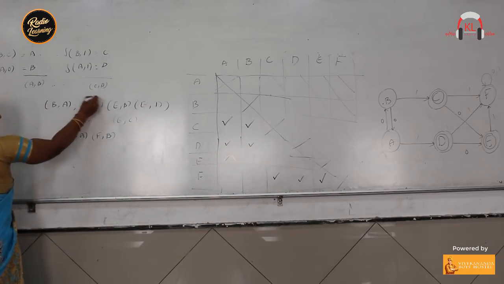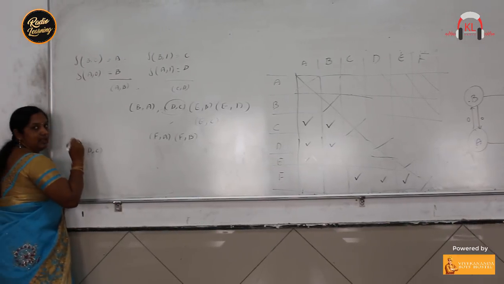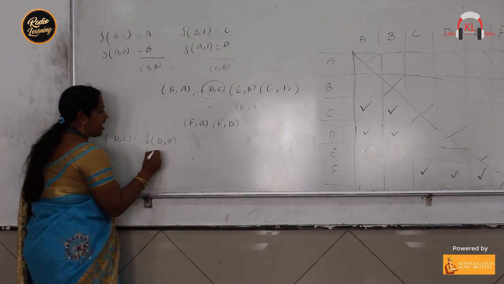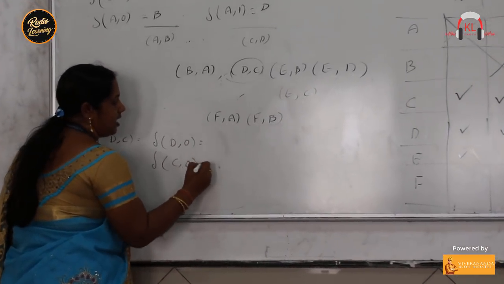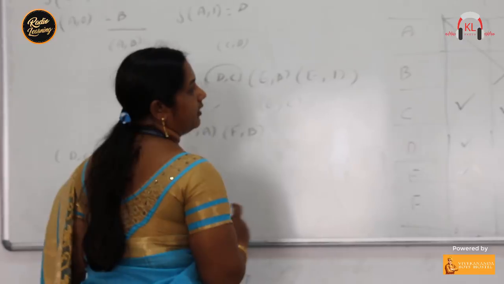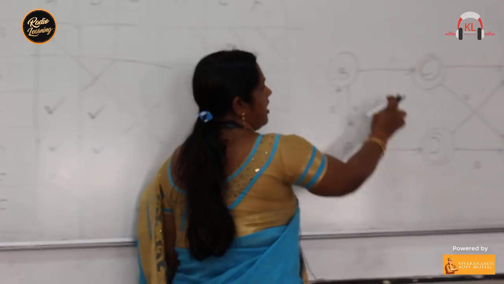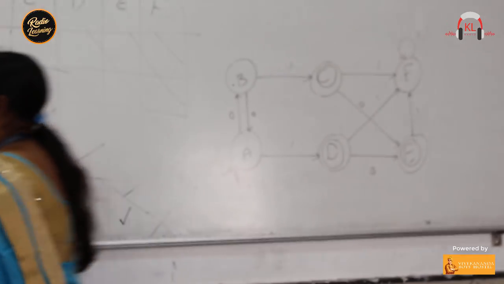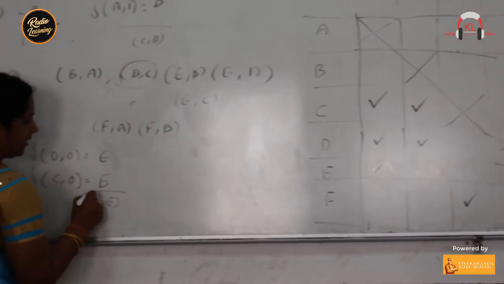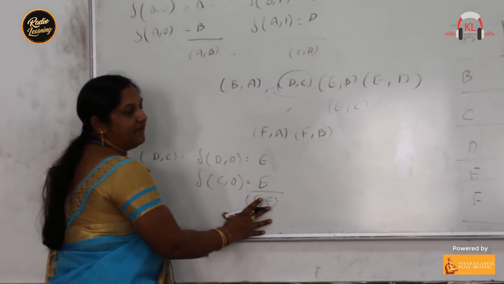So the next cell is D comma C. Apply the same procedure for the next pair D comma C. Here I am applying delta D comma 0 and next delta C comma 0. What does it mean? D after reading 0, where is it going? D after reading 0 goes to E. Next, C after reading 0 goes to E. So E comma E: is there such a pair in my table? No such pair in my table. So I am not doing anything for that cell.